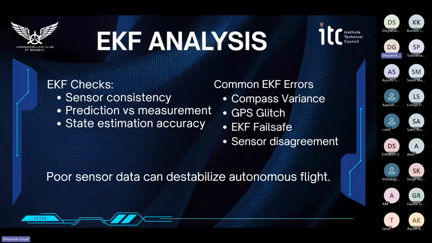So while doing flight log analysis, we should do EKF analysis, because EKF checks the sensor consistency, the health of the sensors, and it runs the prediction and measurement model, and it is helpful for the state estimation of our drone. So we should not take a chance on that. We should identify the error in EKF. There are some common errors like compass variation, any sort of GPS glitch or sensor disagreement, ultimately sensor fusion failure. So we have to check upon that, because poor sensor data can destabilize our autonomous flight, which we don't want.